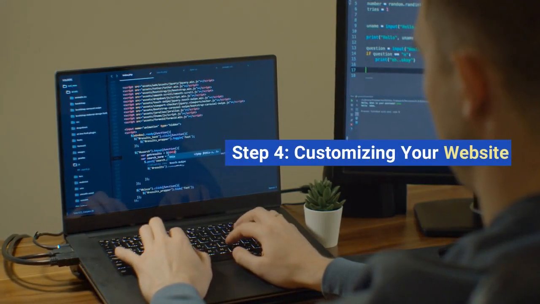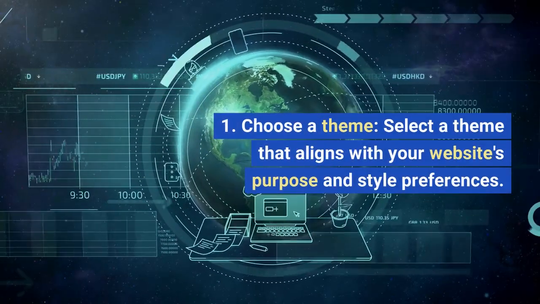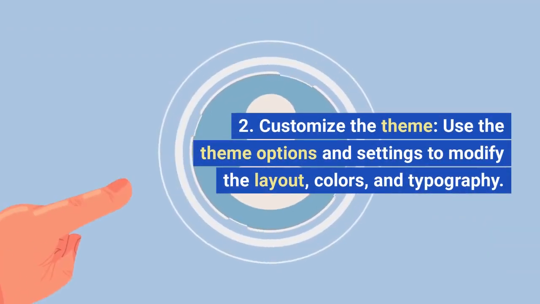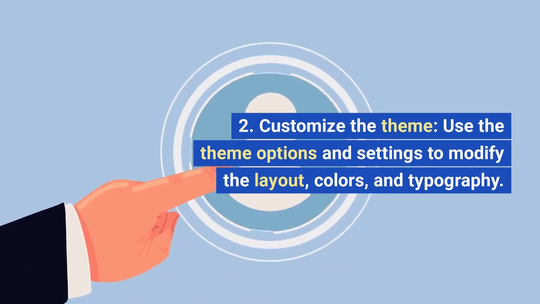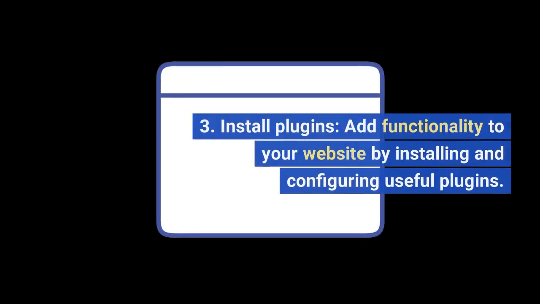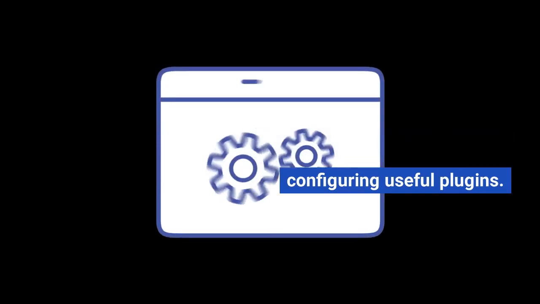Step 4. Customizing your website. 1. Choose a theme. Select a theme that aligns with your website's purpose and style preferences. 2. Customize the theme. Use the theme options and settings to modify the layout, colors, and typography. 3. Install plugins. Add functionality to your website by installing and configuring useful plugins.